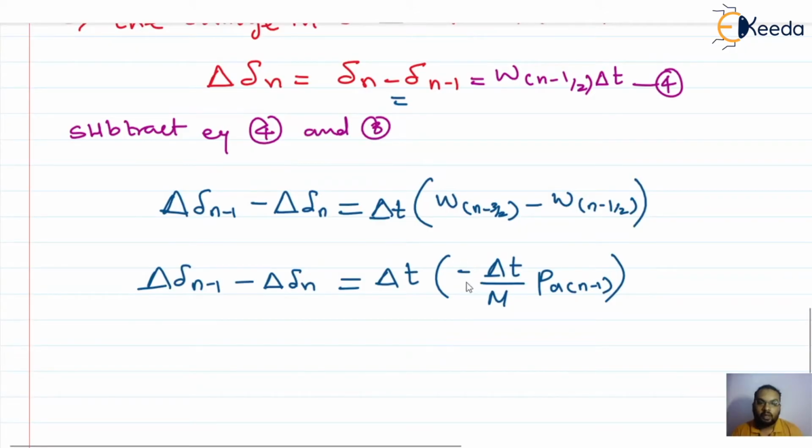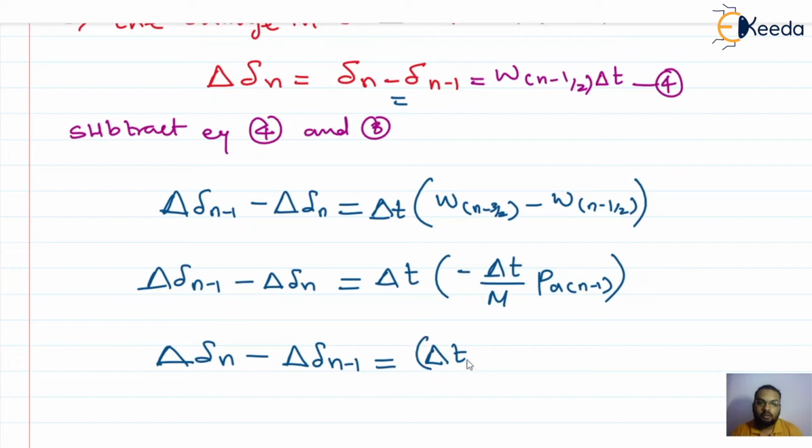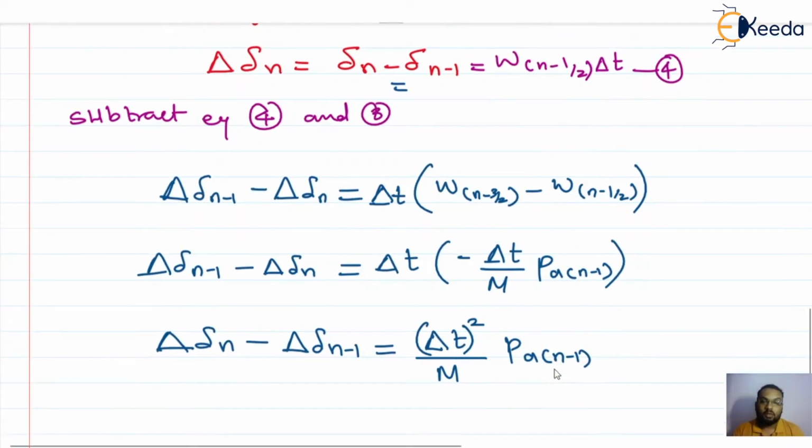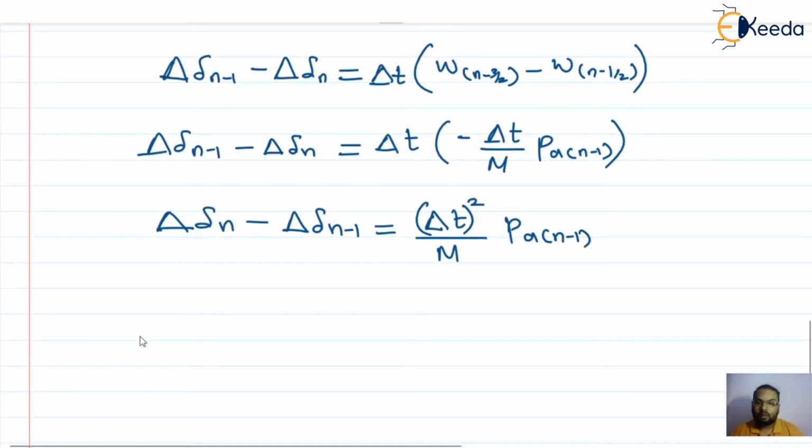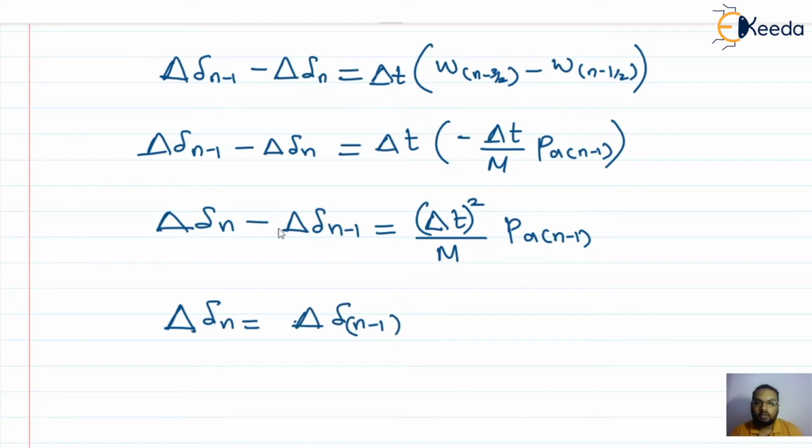Okay, if we rearrange these terms, shifting to that side, I will get the change in rotor angle in the nth interval minus the change in rotor angle in the n minus 1th interval is equal to the time interval square divided by m into PA, the accelerating power in the n minus 1th interval. So again you see that the change in rotor angle at the nth interval we can obtain from the change in rotor angle in the n minus 1th interval, plus this one, that is the time interval square divided by m into the accelerating power in the n minus 1th interval.